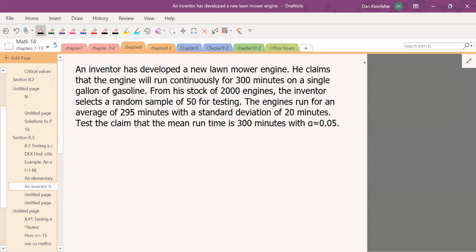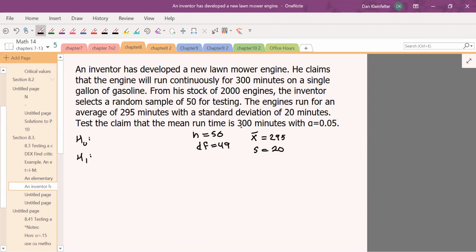In this example, it says an inventor has developed a new lawnmower engine. He claims that the engine will run continuously for 300 minutes on a single gallon of gasoline. From his stock of 2,000 engines, the inventor selects a random sample of 50 for testing. The engines run for an average of 295 minutes with a standard deviation of 20 minutes. We're to test the claim that the mean runtime is 300 minutes.